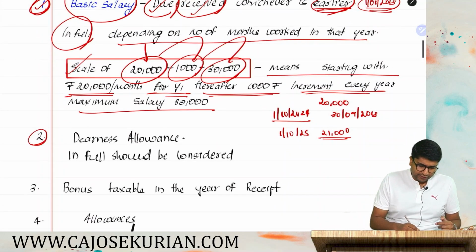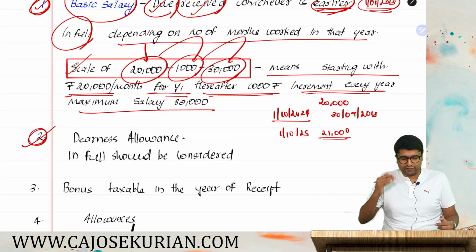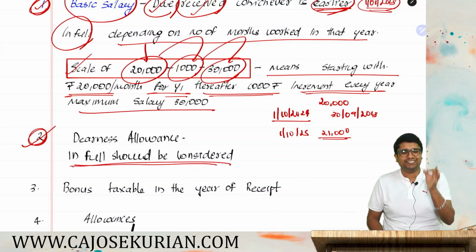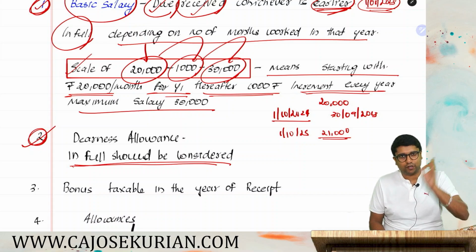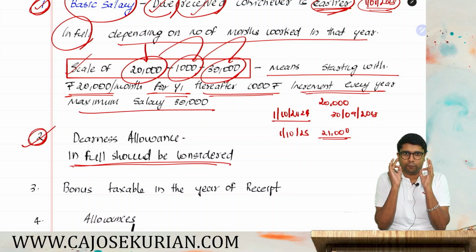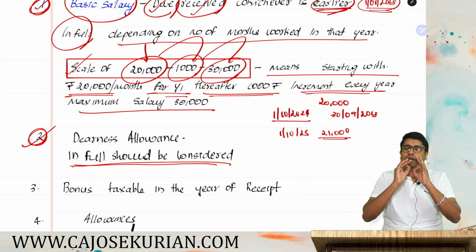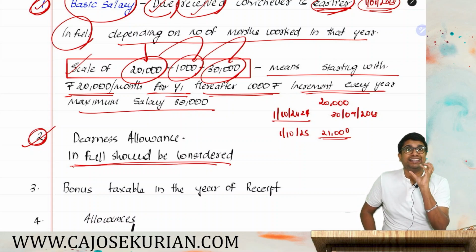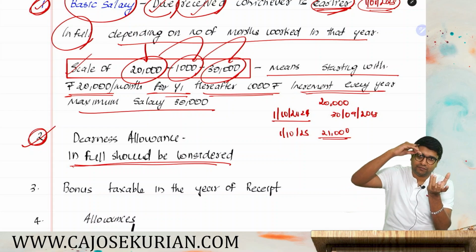Second one, dearness allowance. They also may give the dearness allowance. Dearness allowance in full should always be considered. You have to consider the entire dearness allowance, whether or not it forms part of the retirement benefit. You have to pay tax on the entire dearness allowance that you receive in the respective previous year. So always make sure that you have taken the entire DA for the purpose of computing the gross salary.